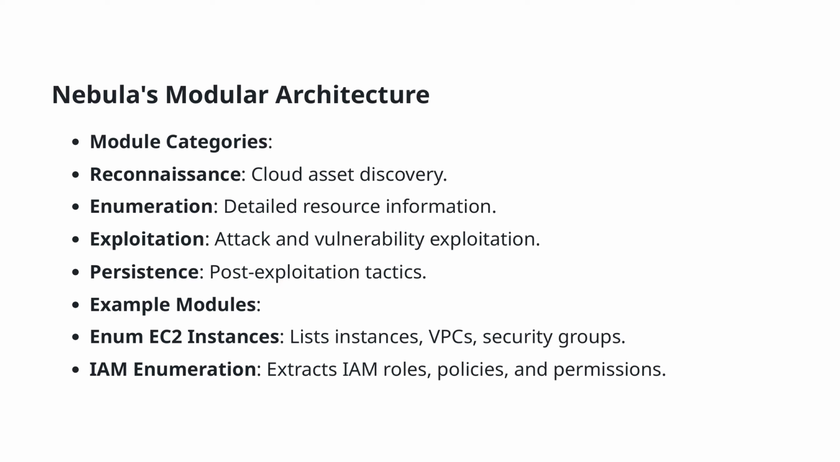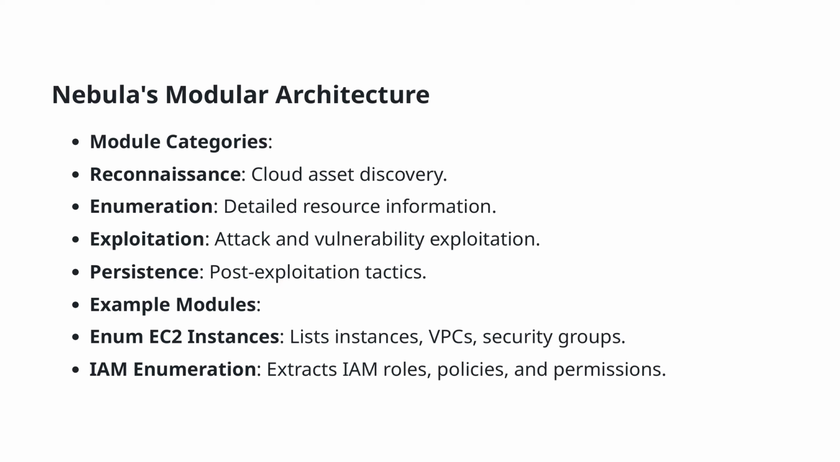Next, the enumeration category digs deeper, providing detailed information about specific cloud resources. For instance, it might enumerate EC2 instances, VPCs, or security groups. Exploitation modules are designed to identify and exploit vulnerabilities within the cloud infrastructure. These are used to understand how an attack could be carried out on identified vulnerabilities. Then, there's persistence. These modules involve post-exploitation tactics, allowing an attacker to maintain access and manipulate the cloud environment even after initial compromise. Some example modules we might encounter include enum EC2 instances.